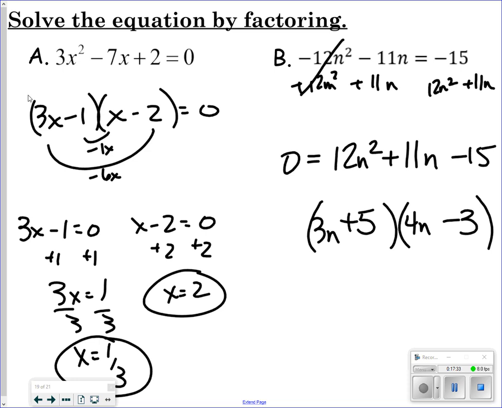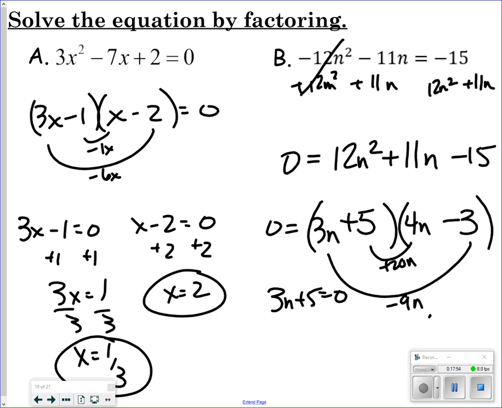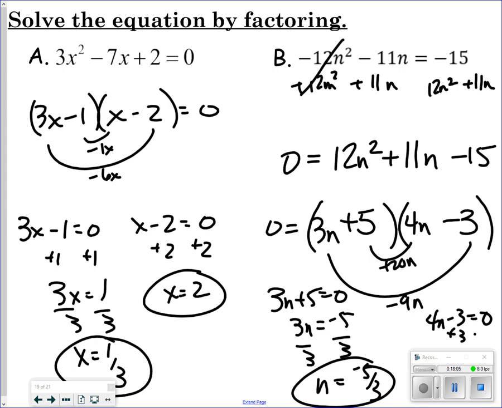And again, you kind of get better at the guess and check. If I do my inner, it's going to be 20. If I do my outer, it's going to be -9. And so when I add that up, it is going to equal +11. So again, you're going to get better at that the more you practice it. With that being said, I want to solve it. So once it is in factored form, set the parentheses equal to 0 and solve. So n is equal to -5/3 and n is equal to +3/4. Kind of ran out of space there.